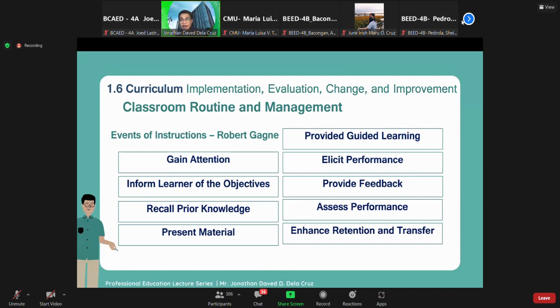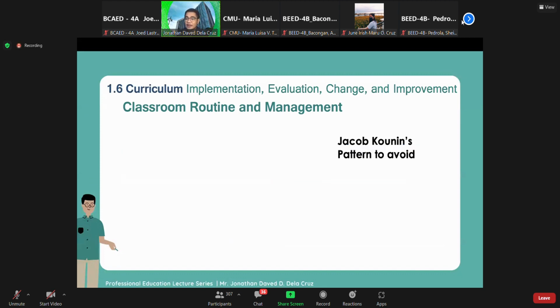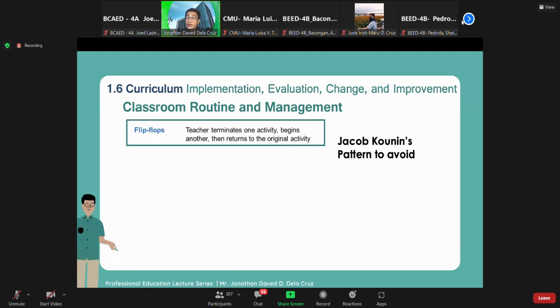Pero, kung si Robert Gagne ay sinabi may mga bagay tayo na dapat sundin, si Jacob Kunin, kilala niyo ba si Jacob Kunin? May nakakilala po ba kay Jacob Kunin? Si Jacob Kunin, may sinabi din siya na dapat nating iwasan habang nagtuturo. Una, flip-flop. Familiar kayo dito? Flip-flop. Teacher terminates one activity, begins another, and then returns to the original activity.